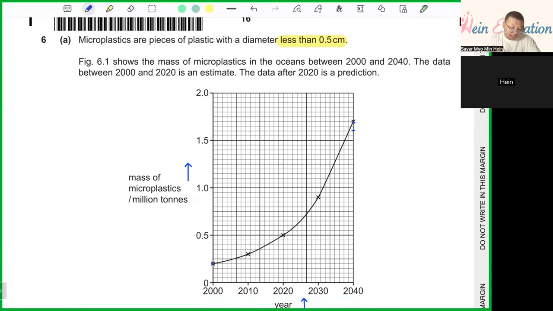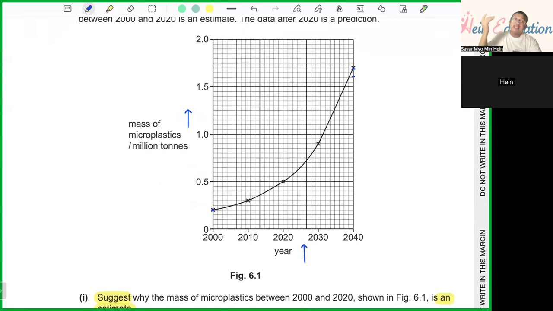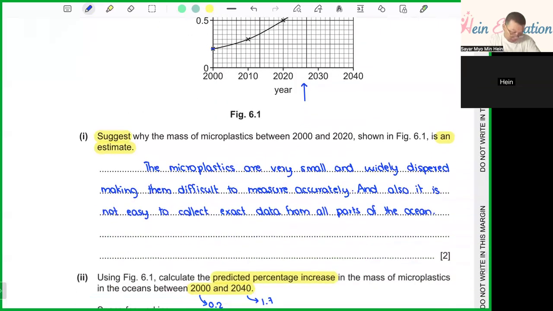But when we look at the graph, as the year increases, the mass of microplastic also increases. So this is the first information that we can get directly from the graph provided. And the question asks, suggest why the mass of microplastic between 2000 and 2020 is an estimate. So it's not accurate, right? It's an estimate. So why is it an estimate? The information given there is that it's less than 0.5 centimeters. So we can think of that.